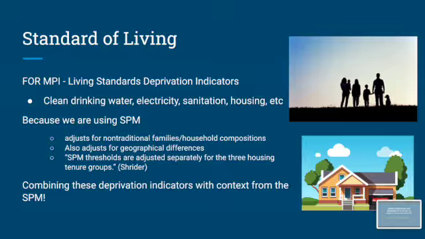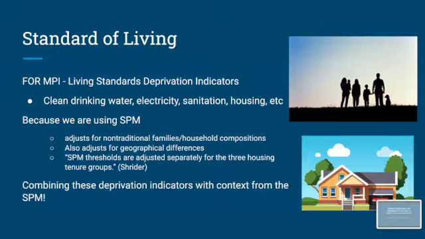And then because we're combining the MPI with the SPM, it actually adjusts for non-traditional families and household compositions, so cohabitors, foster children, etc., unrelated children that are living in the home. So that would be like foster children or just people that aren't in your direct family, so they would be excluded from the OPM universe but included in the SPM universe. That's a quote from the Schreider reading that we did.